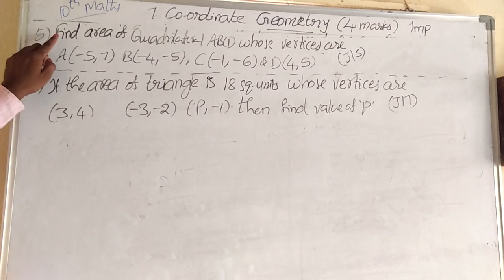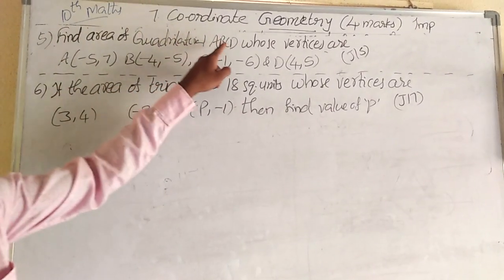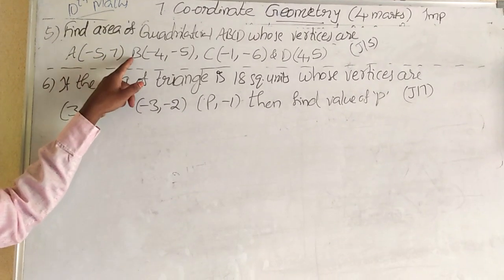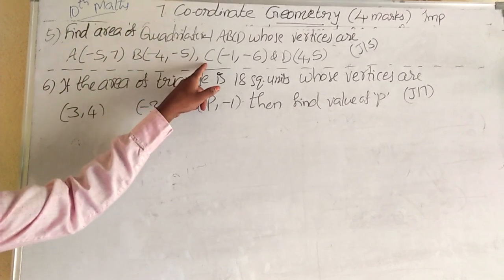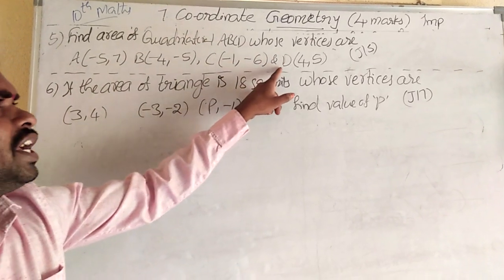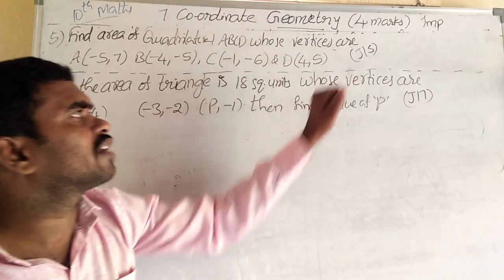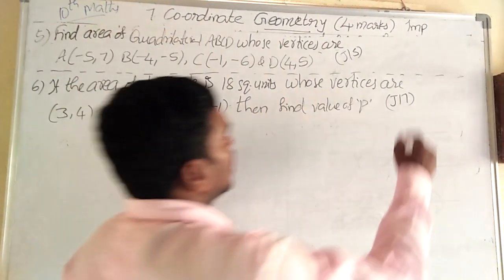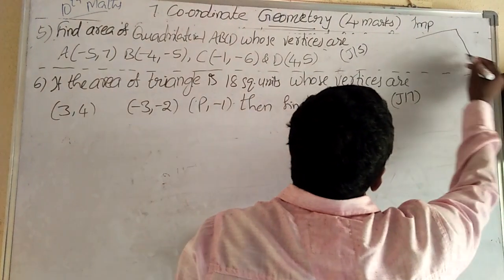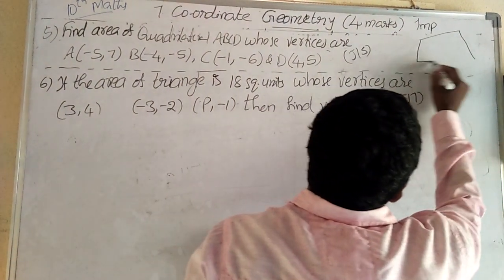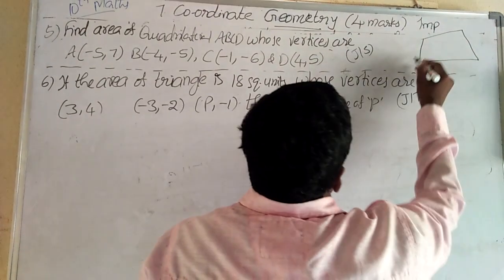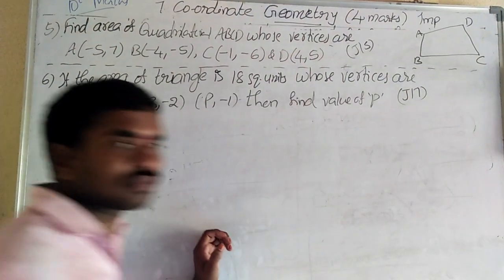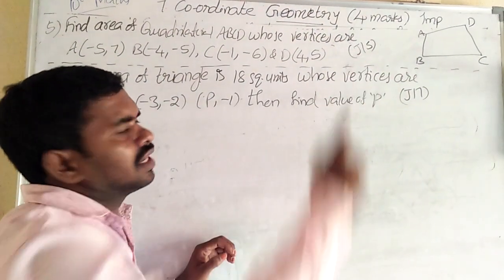Fifth question. Same. Find the area of quadrilateral ABCD whose vertices are A (-5, 7), B (-4, -5), C (-1, -6) and D (4, 5). So, taken from June 15. How can we solve this? Quadrilateral means what? Okay? A four-sided closed diagram. Whether it is a rhombus or square or rectangle, not mentioned. I am taking in order A, B, C, D. Okay? A, B, C, D.